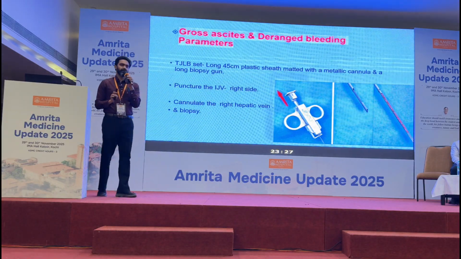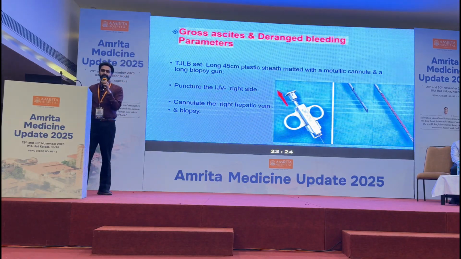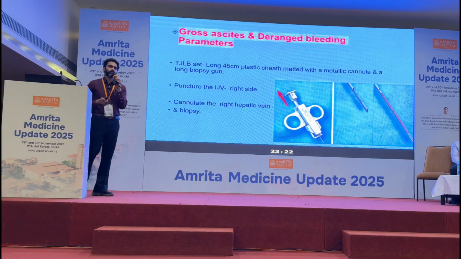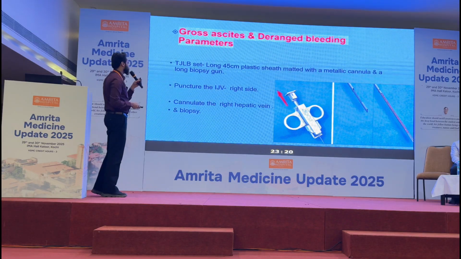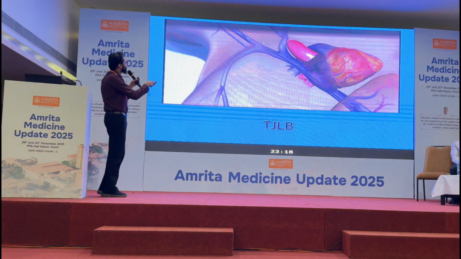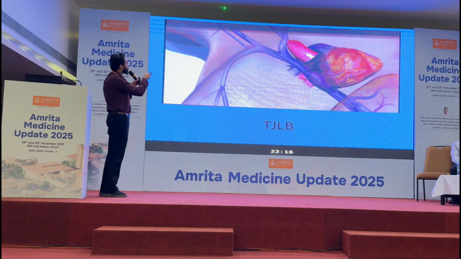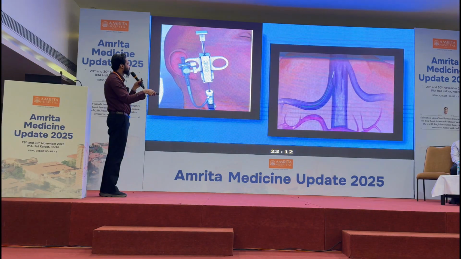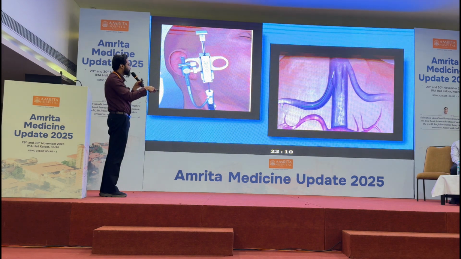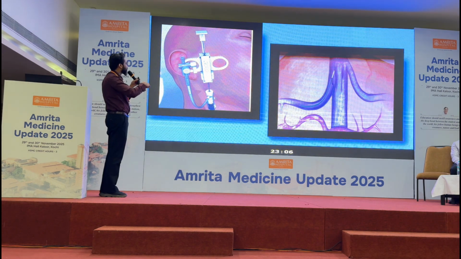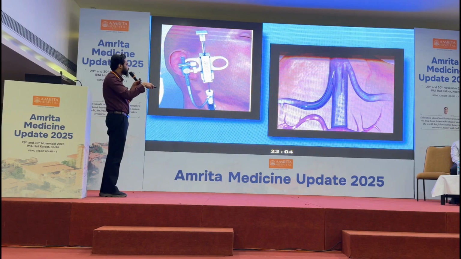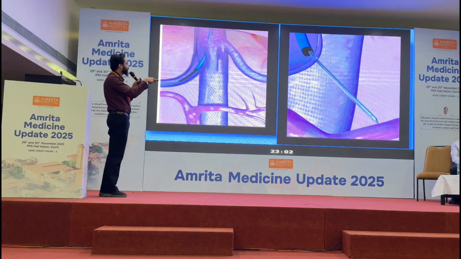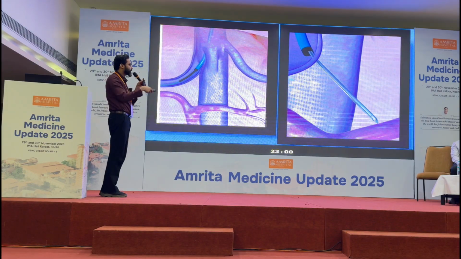Suppose the bleeding parameters are not normal and there is gross ascites, we can still do biopsy by doing something called transjugular biopsy. In this, we take jugular access, puncture the jugular vein, get a wire across the SVC into the IVC, and then we cannulate the right hepatic vein, and then we take a long biopsy needle, around 45 centimeters. We go to the liver, and from the hepatic vein, we puncture the liver parenchyma to take the biopsy.